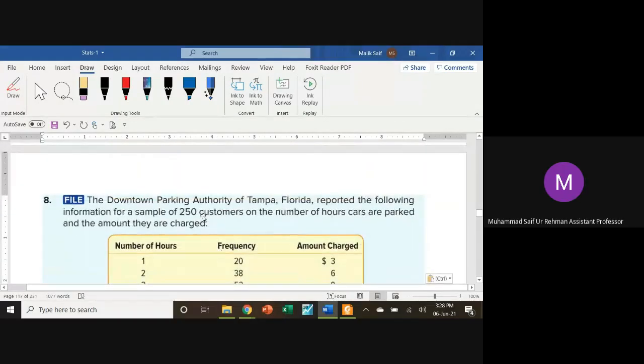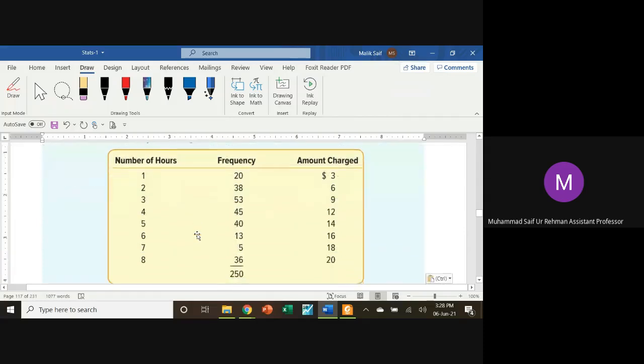The Downtown Parking Authority of Tampa, Florida, reported the following information for a sample of 250 customers on the number of hours cars are parked and the amount they are charged. Number of hours, amount charged, and frequency. Number of hours equal to 1 is one series, and amount charged is another series. Frequency is the same in both cases.